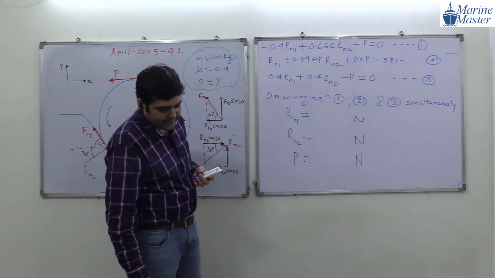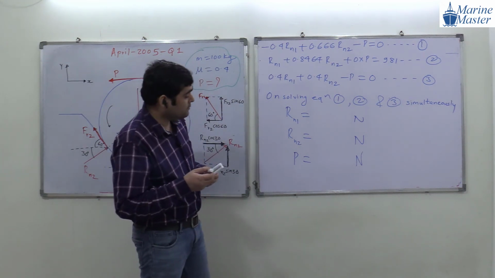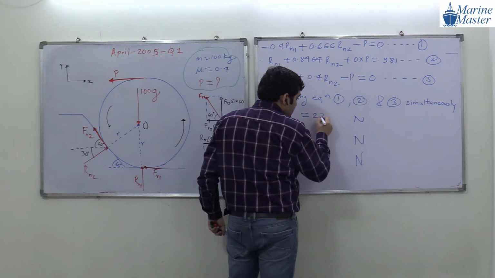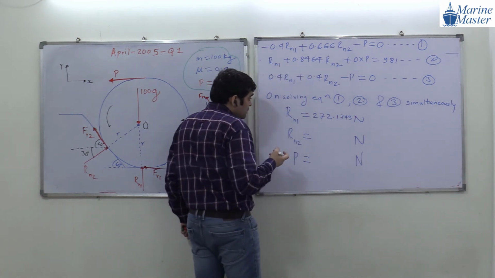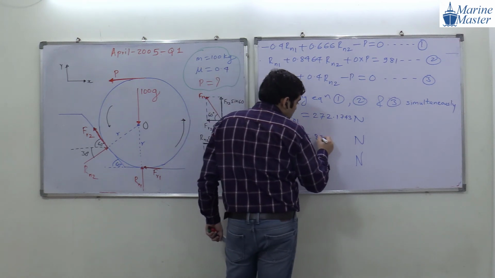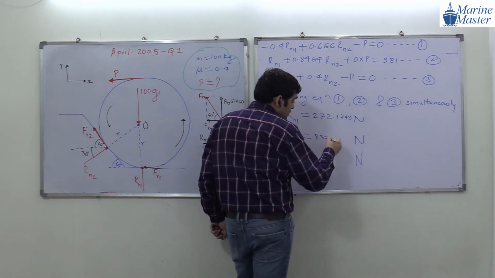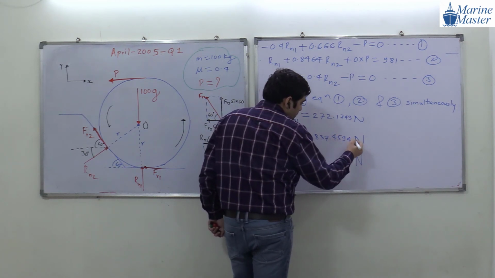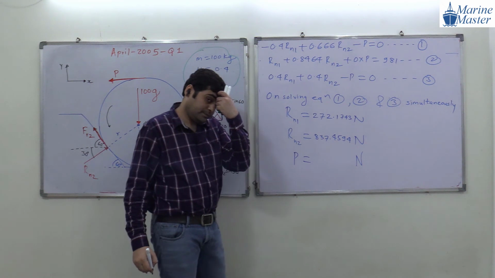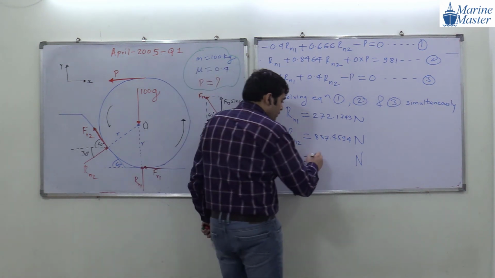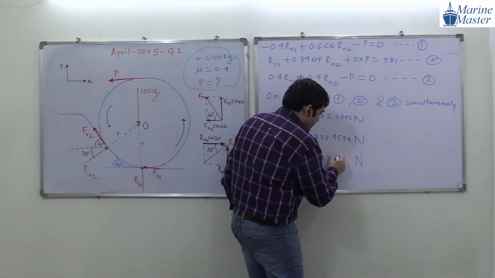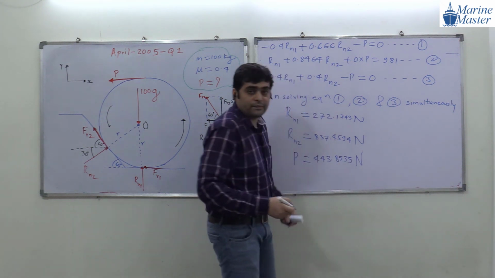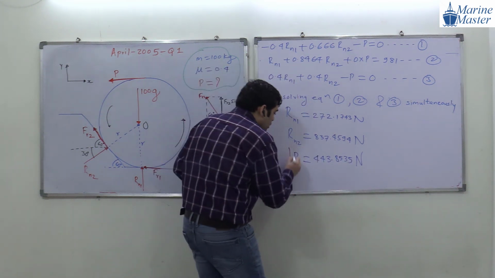How much value of Rn1 are we getting? 271743. Okay, Rn2 in Newton. Okay, and the value of P is 443.8535.